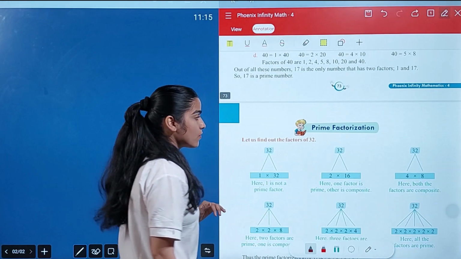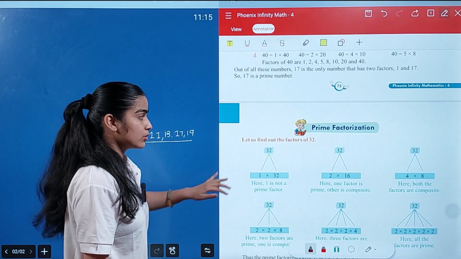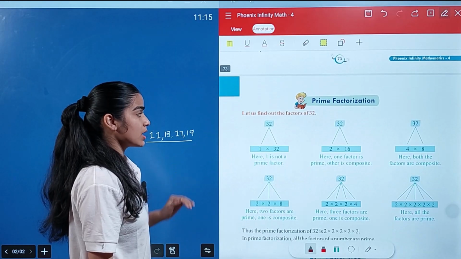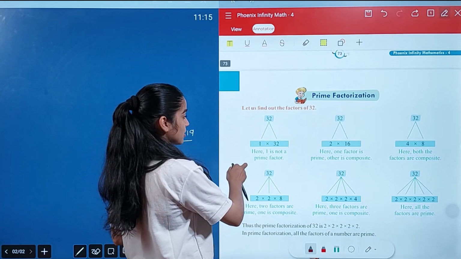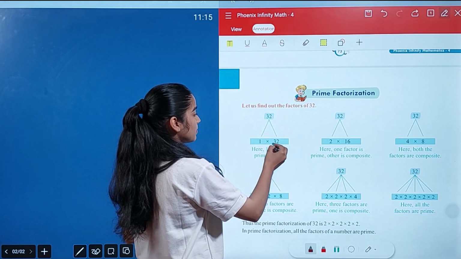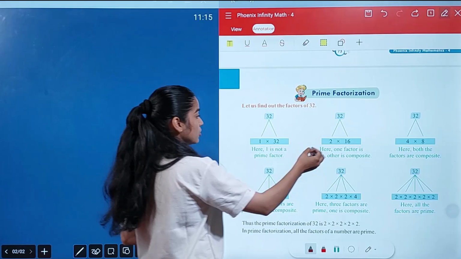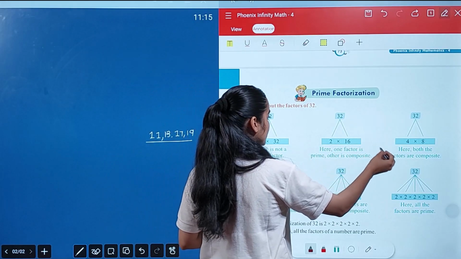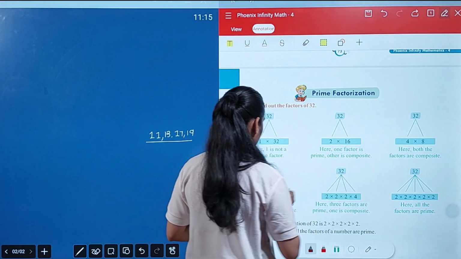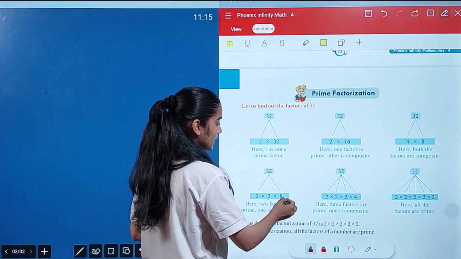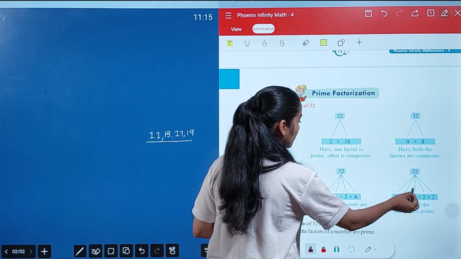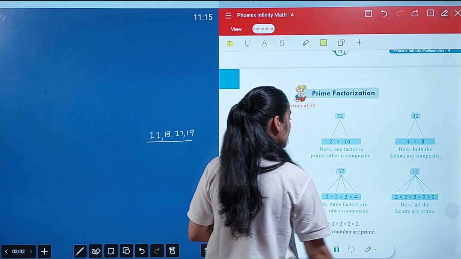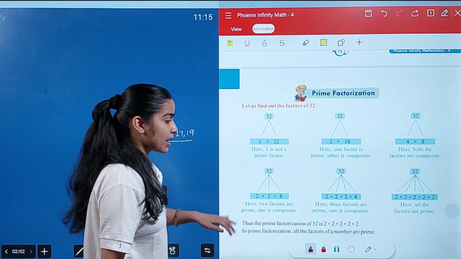Now we move forward to learn about prime factorization. In this we find the factors with the help of only prime factors. So 32 means 1 multiplied by 32. Further, 2 multiplied by 16. Further, 4 multiplied by 8. Then 2 multiplied by 2 multiplied by 8, 2 multiplied by 2 multiplied by 2 multiplied by 4, and 2 multiplied by 2 multiplied by 2 multiplied by 2 multiplied by 2. So these are all your prime factors.